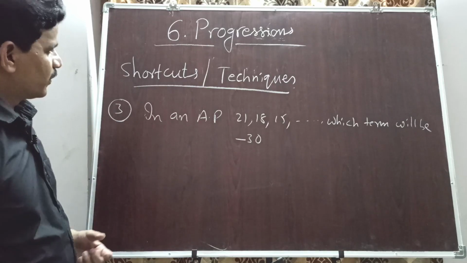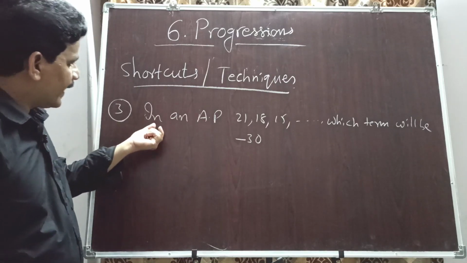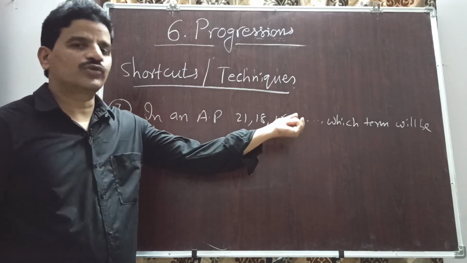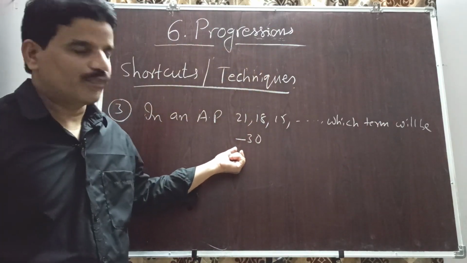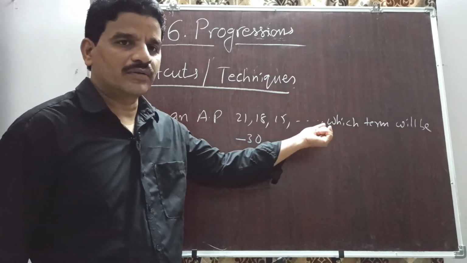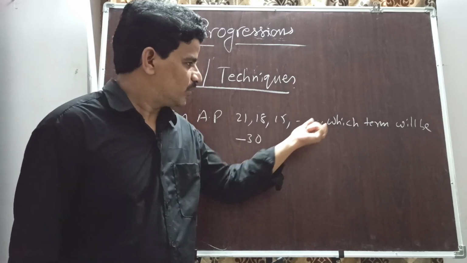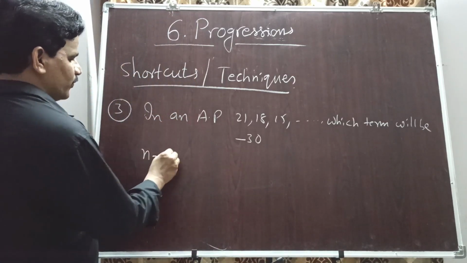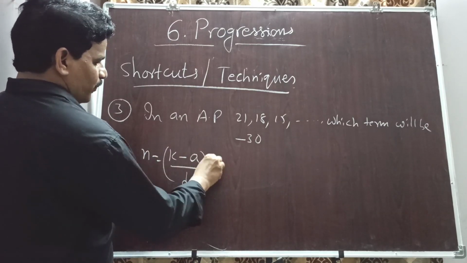So how to use the shortcut in a question like this? Third one: in an arithmetic progression 21, 18, 15 and so on, which term will be minus 30? One arithmetic progression is given here, 21, 18, 15 and so on. We have to find which term will be minus 30. Just now we discussed one formula, which is n is equal to (k minus a) by d plus 1.